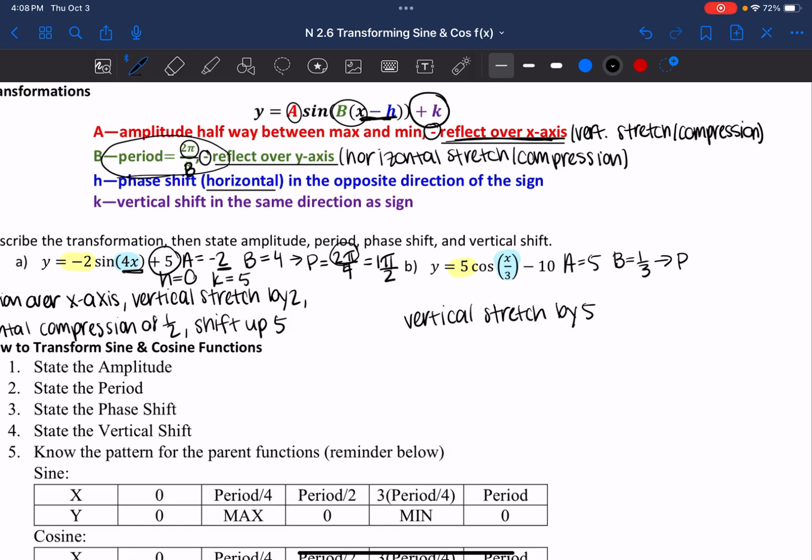So our period would be 2 pi over 1/3. We don't like a fraction in a fraction, so we would keep 2 pi, change to multiplication, and flip 1/3 over to give us 3. So our period is 6 pi. This is an increase from 2 pi, so we would say that we have a horizontal stretch of 6.